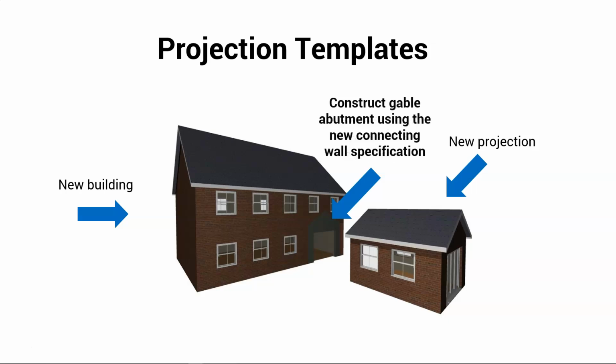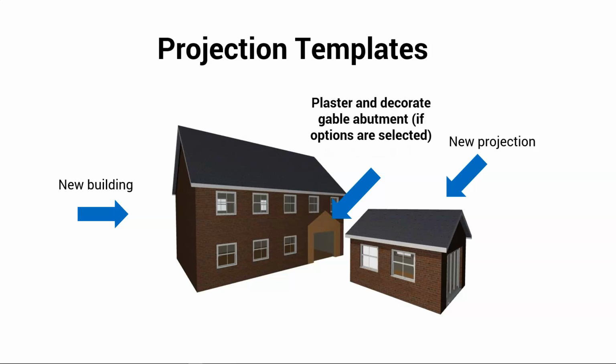As I selected internal cavity block walls, Estimator Express will automatically construct the rectangular abutment gable using the new connecting wall specification. In other words, with blockwork rather than brickwork. If you select the plastered vaulted ceiling roof option, Estimator Express will also apply plastering and decoration to the abutment.